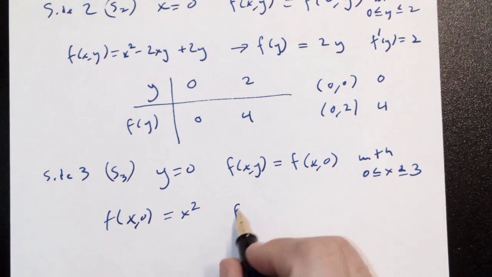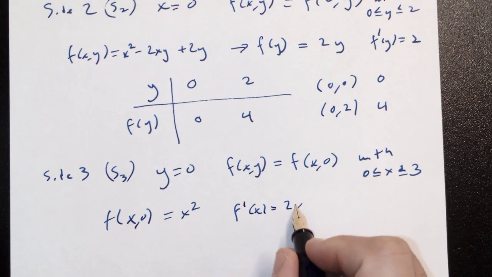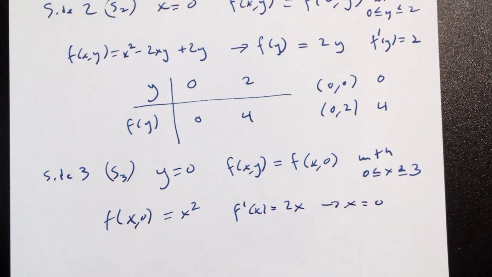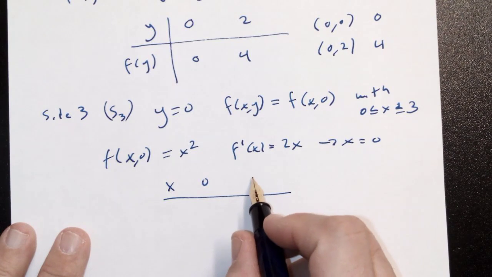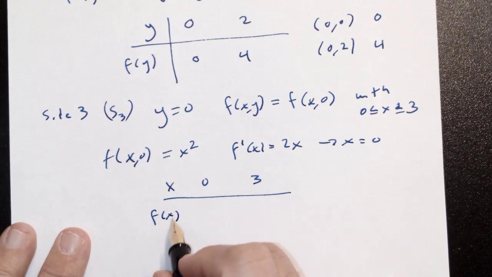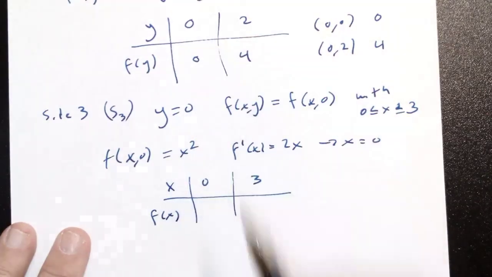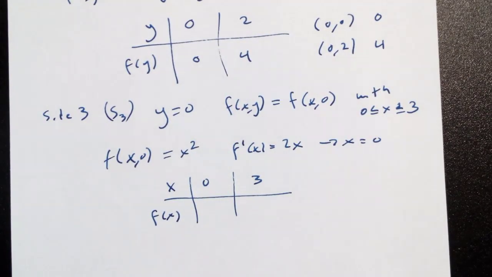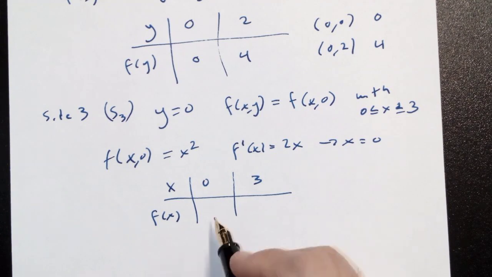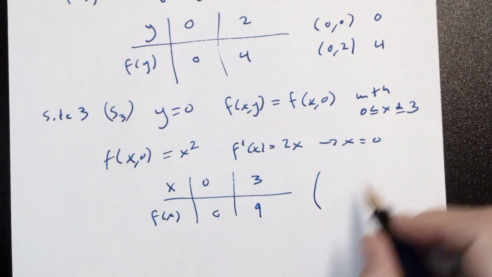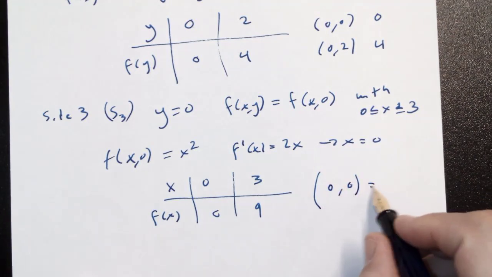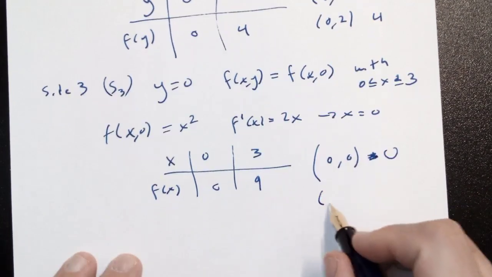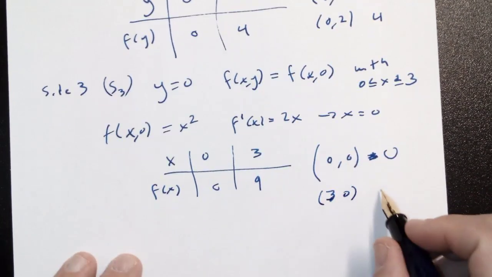So I take the derivative. The only critical number is 0, which happens to be one of my endpoints. So I only have two numbers to check this time. So again, I can say y is 0. At (0, 0), I get 0. And at (3, 0), I get 9.